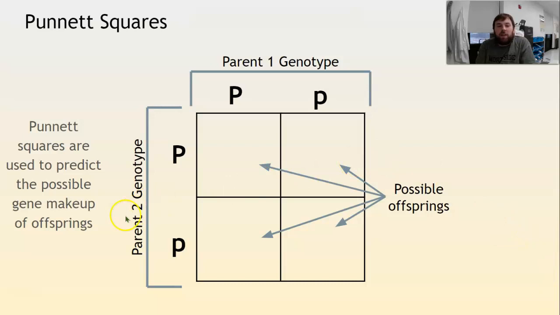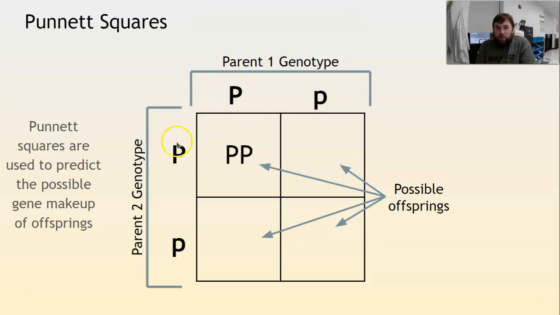So in this case, I'm crossing one parent that has a heterozygous genotype, the capital P, lowercase p, with another heterozygous parent, capital P, lowercase p. And each of these boxes is going to represent the possible offspring that we have, meaning that this particular parent might give this genotype, and that could result in either of these being laid out here. And this parent could give this genotype, which means that this letter could be in those boxes there.